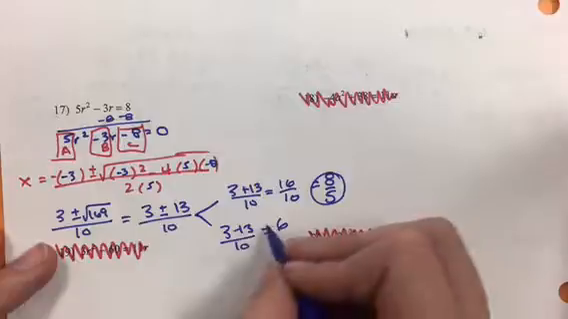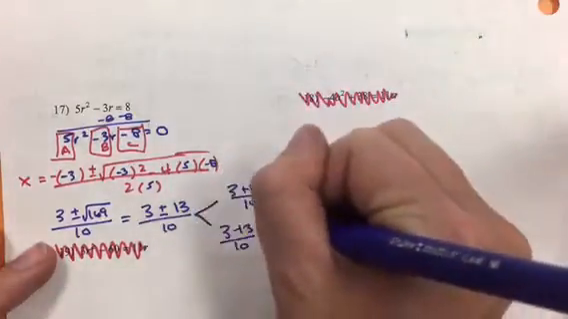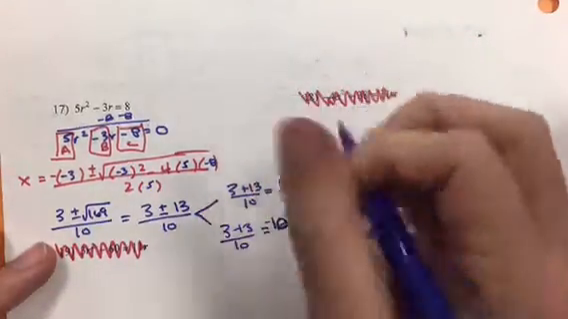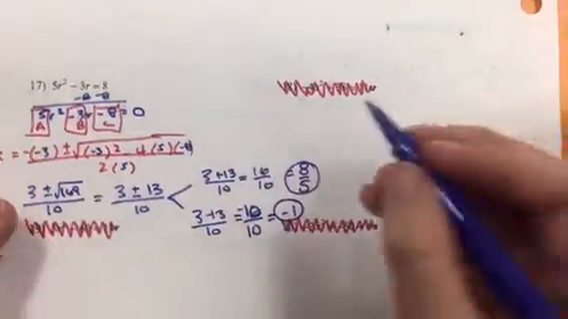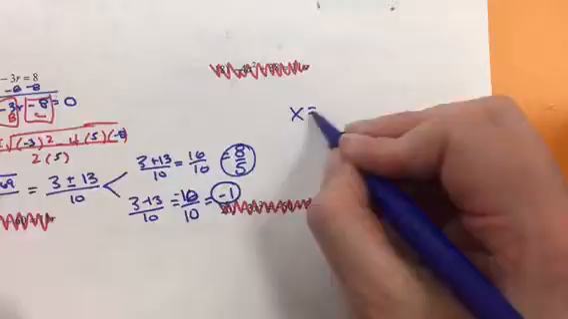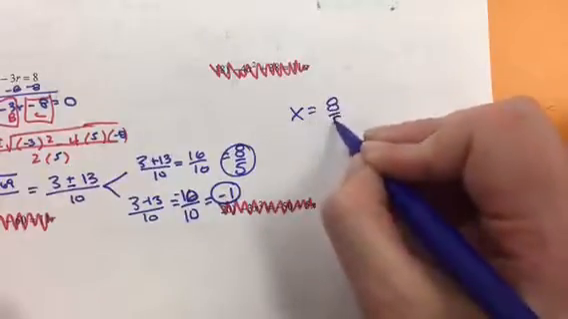Oops, that's a negative 13. Okay, so 3 minus 13 is negative 10. There we go. Over 10 is negative 1. So I have x equals 8 over 5.